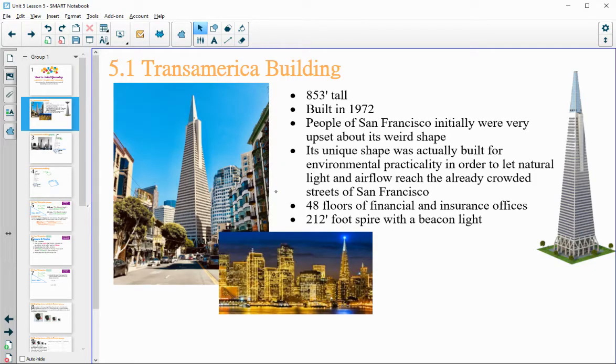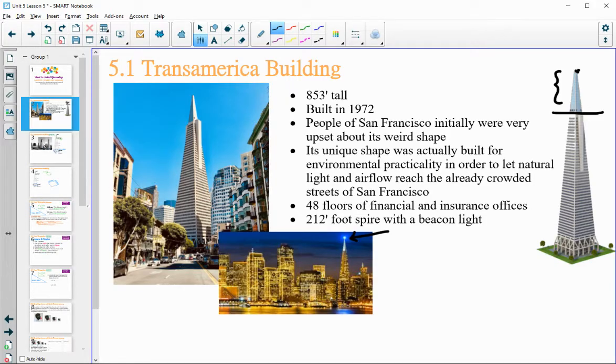in. So there are 48 usable floors, up until about right here. And so there's office spaces for insurance and financial jobs. And so it goes up to floor 48. And then there is this 212 foot spire that has this beacon of light at the top. So you can see it in this picture. So there's this light at the top that you can just see all around San Francisco.